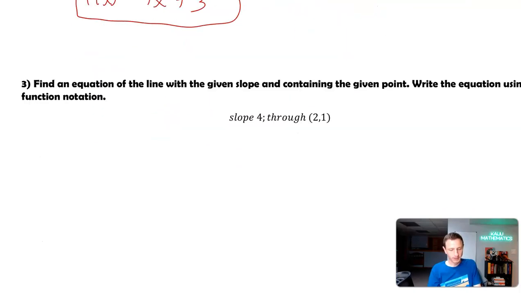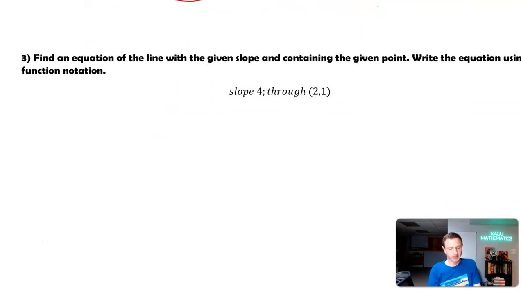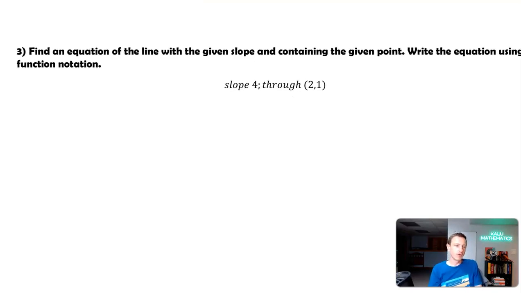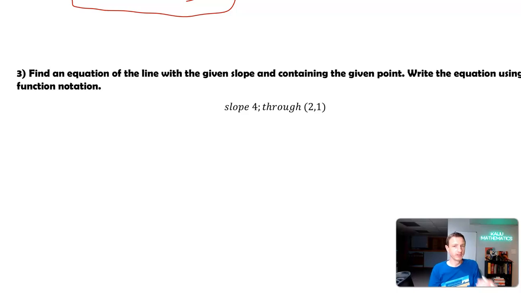Let's take a look at the next one. It says find an equation of the line with the given slope and containing the given point. Write the equation using function notation. So on this one, we are given slope and a point. This isn't the y-intercept, it's just a point. So now we have to use point slope. So we're using point slope form.